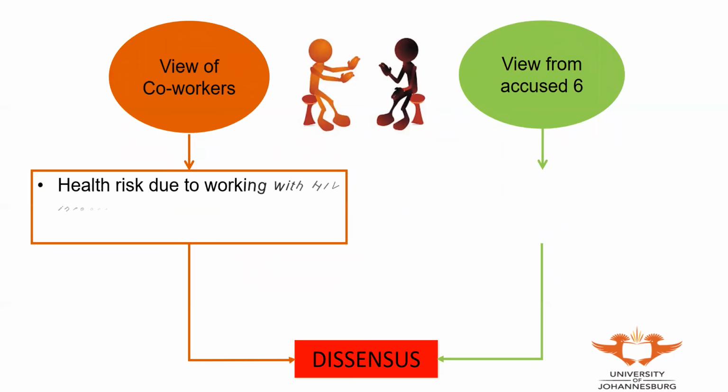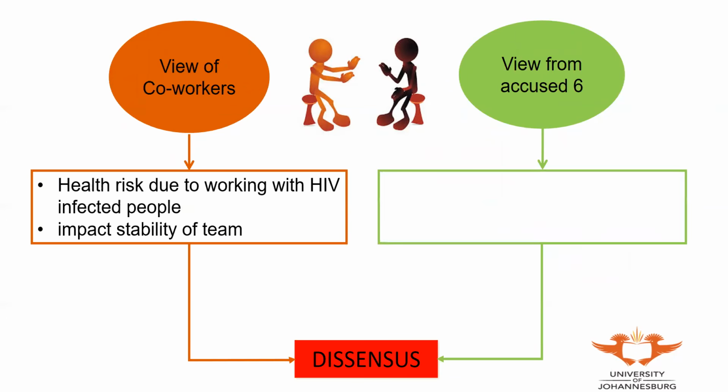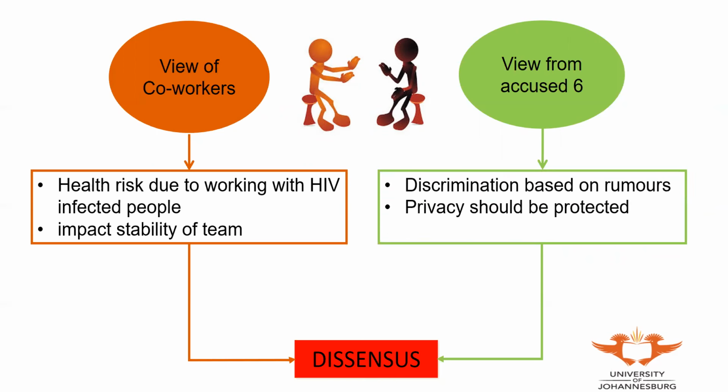Now, let's break it down and try to understand their different viewpoints and what exactly they are arguing about. The co-workers are saying that these guys potentially actually have AIDS, and as a result of that, we are worried, and this is going to have an impact on our working relationship. The work won't be able to be done. We won't be able to meet deadlines. So these are the concerns, or the arguments, coming from the co-workers.